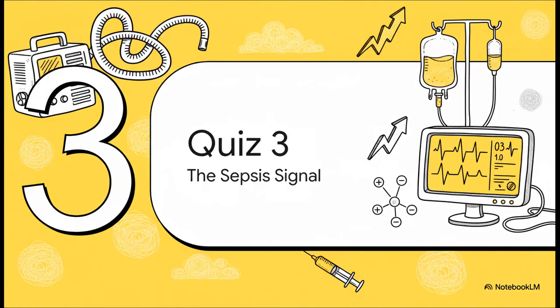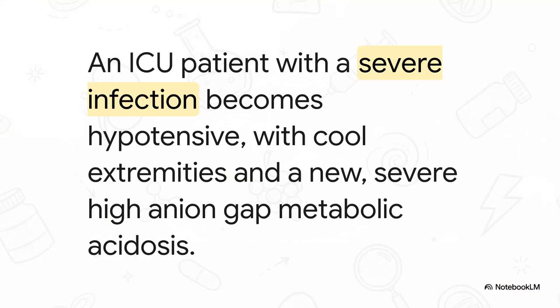Okay, for our final case, we're heading into the ICU for what is, without a doubt, the most common cause of a high anion gap acidosis you'll see in critically ill patients. The picture here is pretty grim, but it's one we see all too often. A patient with a severe infection, sepsis, is now in shock. Their blood pressure is in the tank. Their arms and legs are cool, all signs of poor perfusion. And, right on cue, the labs show a brand new, severe, high anion gap acidosis.